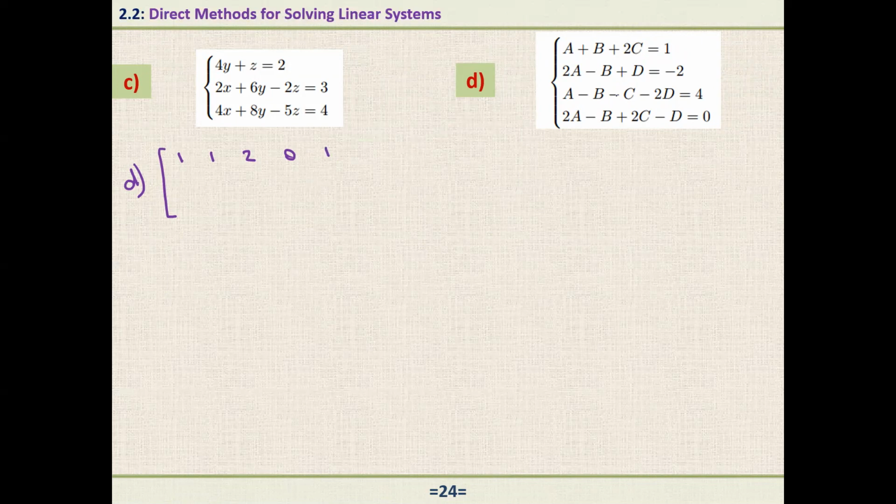Second line, A, B, so it is 2, negative 1. We don't have C, so here it is 0. Coefficient of D, it is 1. On the right-hand side, we have negative 2. Third line, it is 1, negative 1, negative 1, negative 2, and here we have 4. Here we have A, B, C, D, 2, negative 1, 2, negative 1, and on the right-hand side, here we have 0.